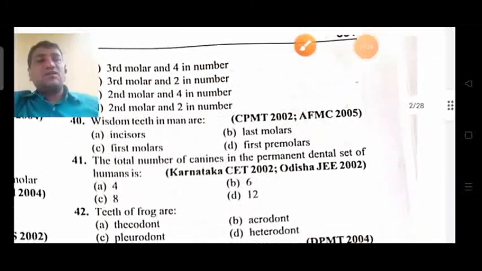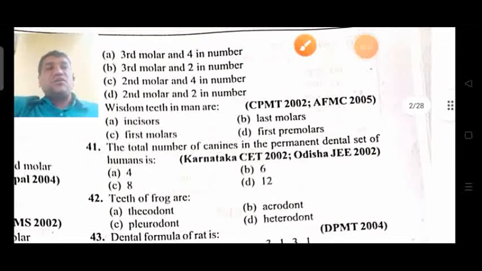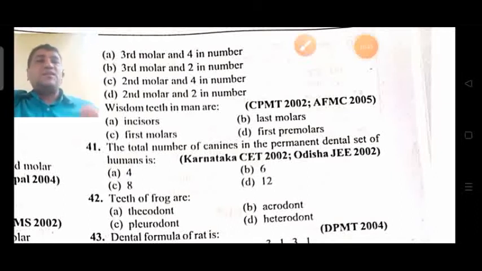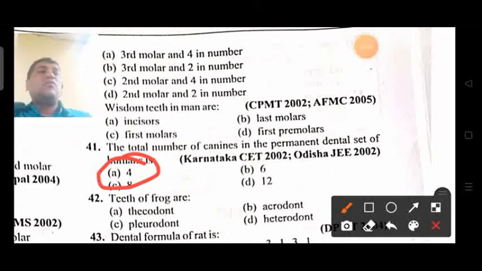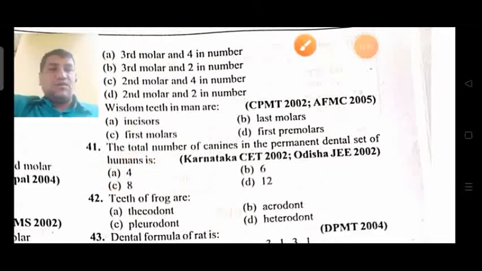Next, coming on to the 41st question. The total number of canines in the permanent dental set of humans is, canines means C is 1 1: one on the upper jaw on one side, one on the upper jaw on the other side, and one on each side of the lower jaw. So 1 plus 1 plus 1 plus 1, there are 4 canines present in the body of a human.